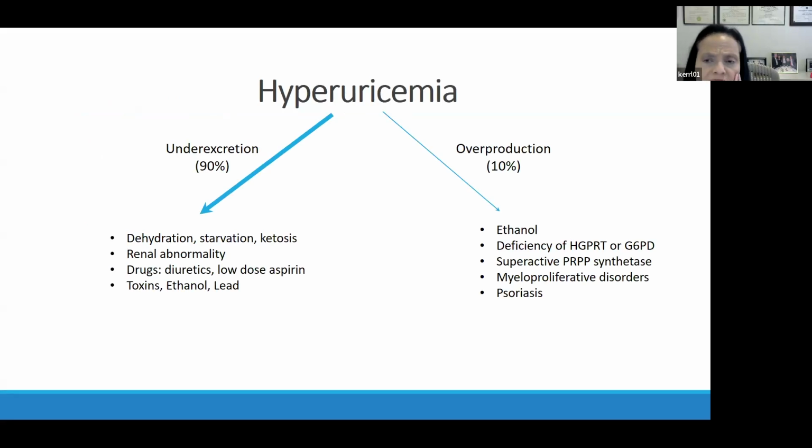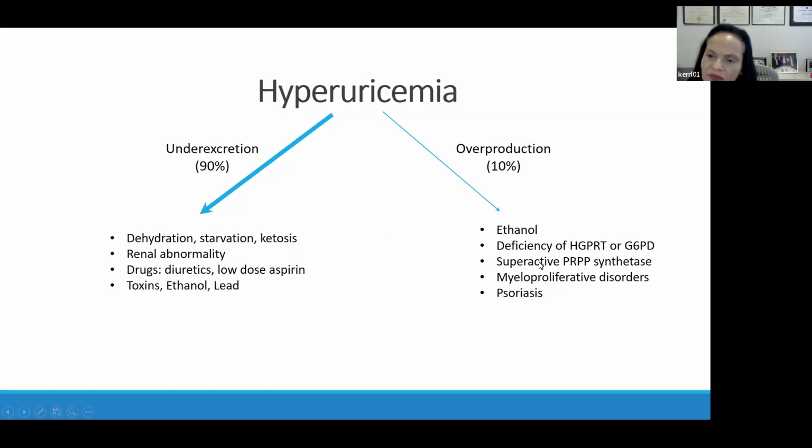What are the features that lead to hyperuricemia? Well, in most patients, it's underexcretion. Dehydration and abnormal renal function are probably the major contributors, as well as medications that patients are commonly prescribed, such as low-dose aspirin and diuretics. And then, of course, the common toxin, alcohol, which is the double whammy because it leads to underexcretion, but it also stimulates purine synthesis, which leads to overproduction of purines and uric acid.